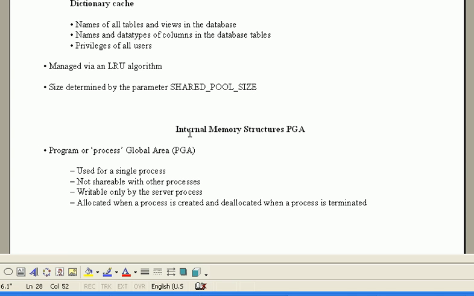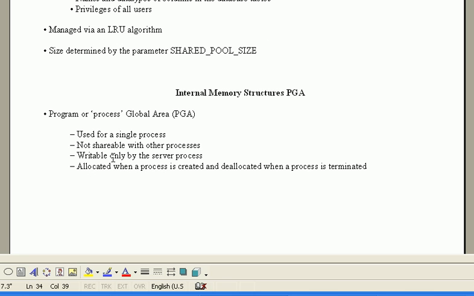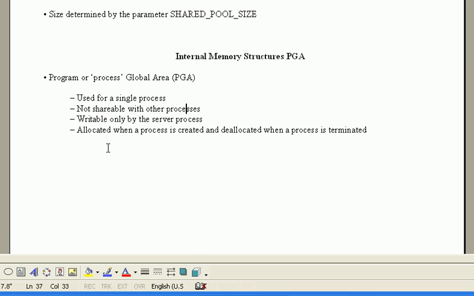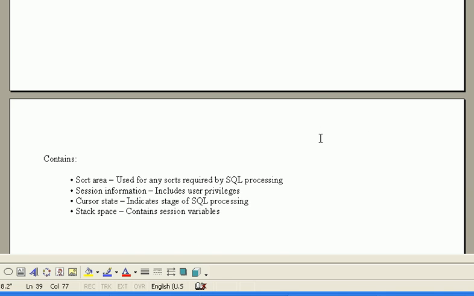The next one is the internal memory structure, that is the PGA, that is the program or process global area, also called the private global area. This is used for a single process, not shareable with other processes, and writable only by the server process. It is allocated when a process is created and deallocated when a process is terminated.